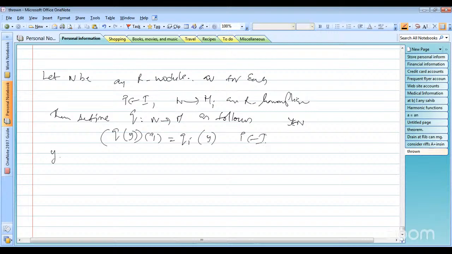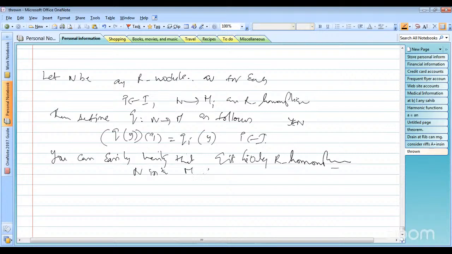Now you can easily verify that Q is the only R-homomorphism from N into M such that Pi circle Q is equal to Qi for all i. So we are taking this one here.